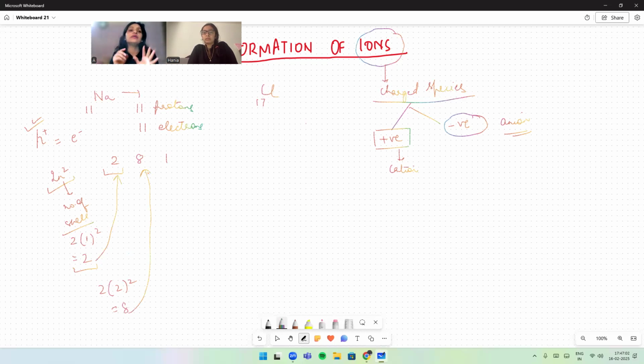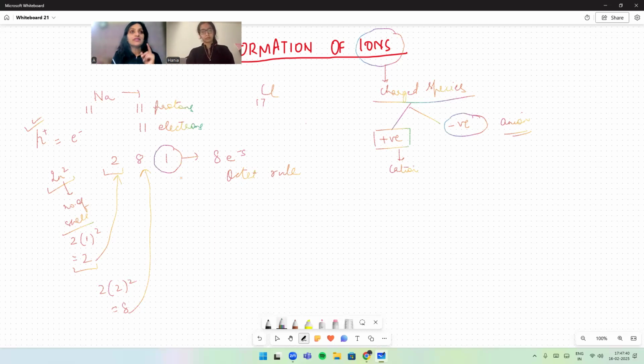Now, as per the concept of stability, whether you are studying chemistry, physics, or biology, any branch of science, everything is going towards stability, right? They want to attain that stable state. So, in order to gain stability, the outer shell needs to have 8 electrons. And this is known as the octet rule, right? Octet rule.